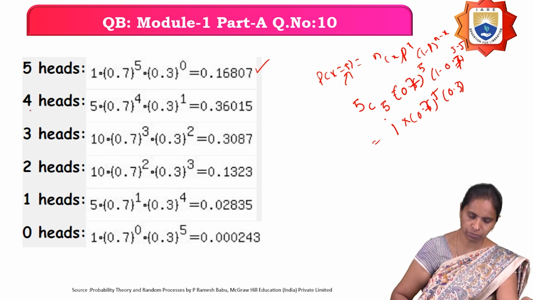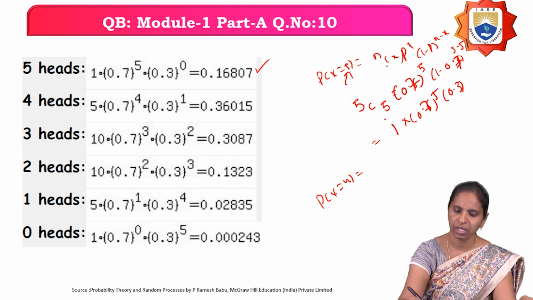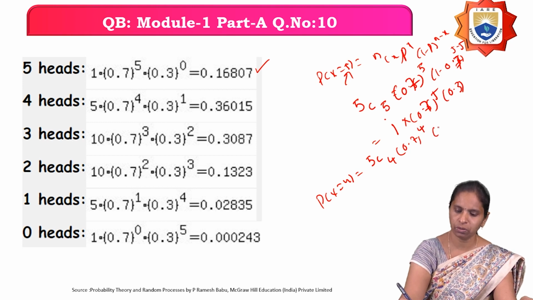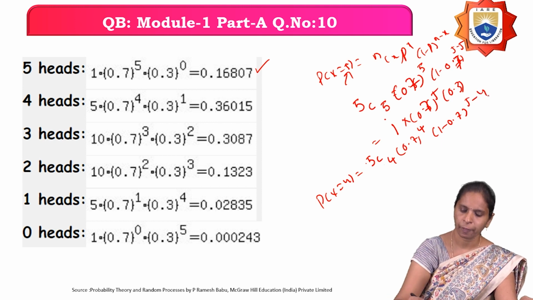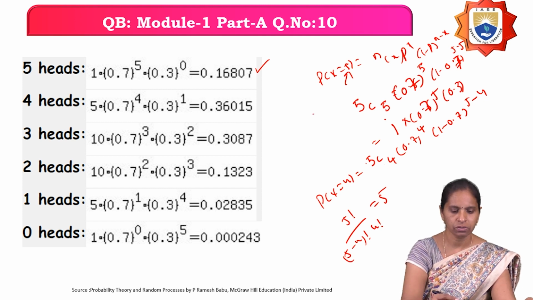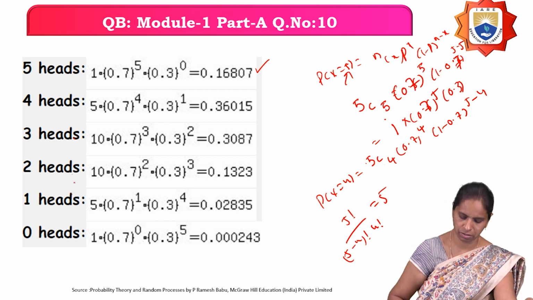So what is the probability of getting 4 heads? Nothing but P of x equals 4. That is 5C4 into 0.7 power 4 into 1 minus 0.7 power 5 minus 4. What is the 5C4 value? 5 factorial by 5 minus 4 factorial into 4 factorial, and that value equals 5. Like that you can calculate the probability of getting 3 heads, 2 heads, 1 head and 0 heads.